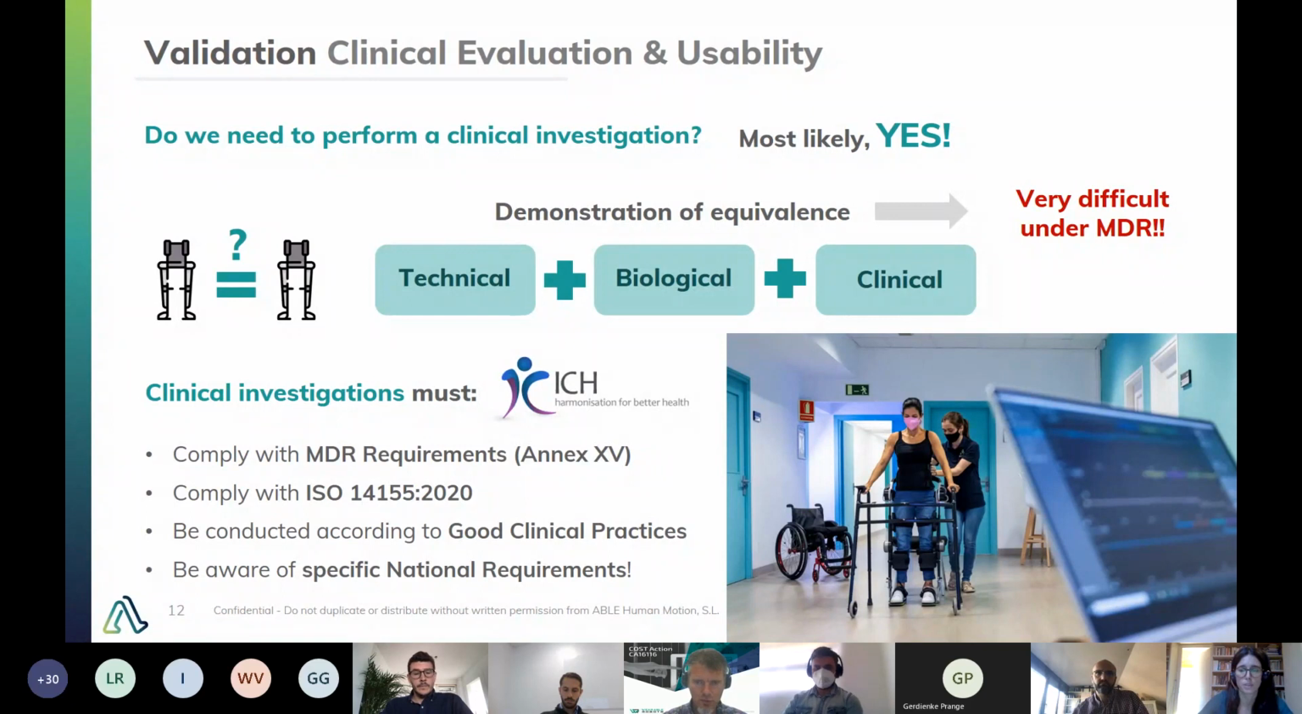And also it's important to note that there are specific national requirements. So if you are planning to do a clinical investigation in more than one country, you will need to make sure that you know all the specific requirements. For example, when we planned the multicentric clinical investigation in Spain and Germany, we found out that procedures with competent authorities were slightly different.